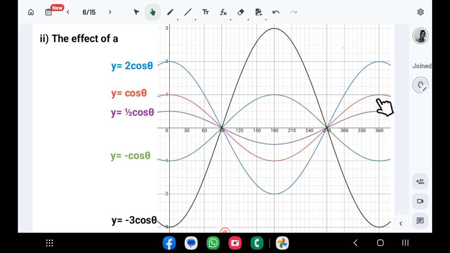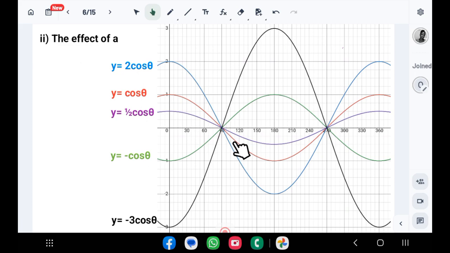However, when your a is negative, for example in this green graph, y equals negative cos theta, your a is negative 1. What happens is that you basically flip the red graph upside down and it becomes the blue graph. So instead of starting with a maximum turning point, it will start with a minimum turning point. The intercepts are still the same. And then instead of a minimum turning point over here at 180 degrees, it will have a maximum turning point, and vice versa. The points of intersection with the x-axis, the x-intercepts, in other words, are still exactly the same. It's just that the graph now is flipped upside down because of the negative sign.